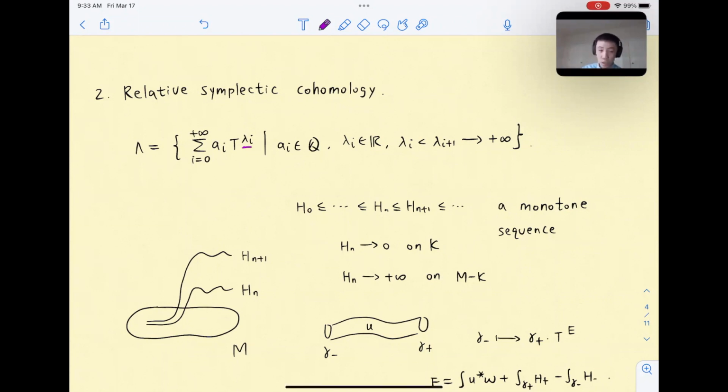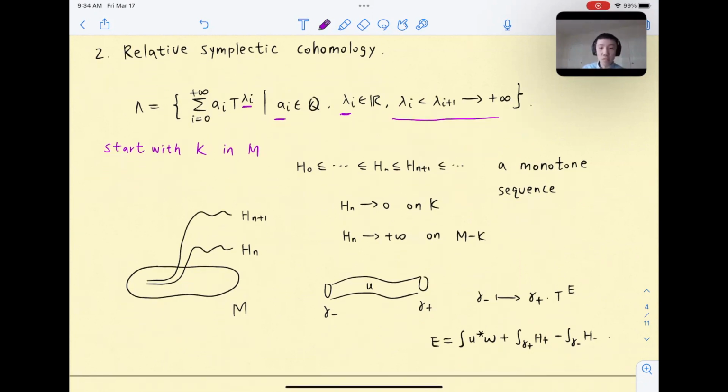So here we have those formal sums, a_i times t to the lambda_i, where the a_i are rational numbers, the lambda_i are real numbers, and we require that lambda_i goes to positive infinity. So this is the background field. And how do we define this relative invariant? We start with a compact set K inside of M.